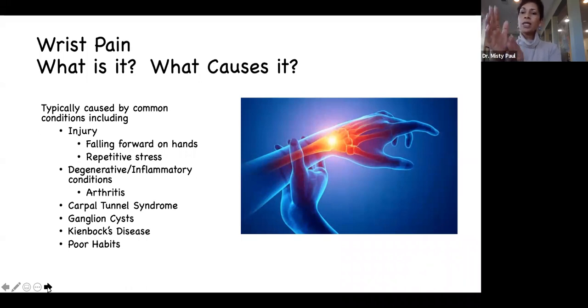But again, we like to think of it as the whole kinetic chain. Not only do we want to take care of the wrist and the hand, but we also want to take care of the nerves that exit from the neck that feed that hand. And so we'll be treating the neck as well. There are many other types of problems, different types of arthritis that can also give you that same pain.